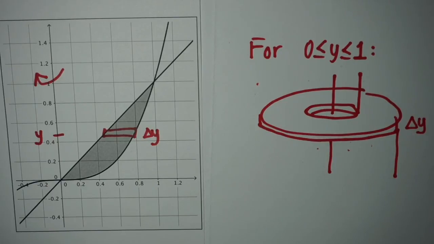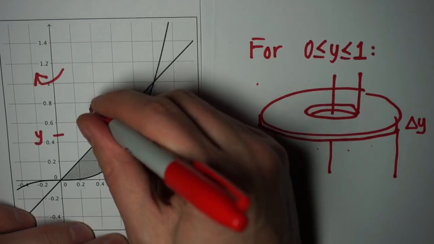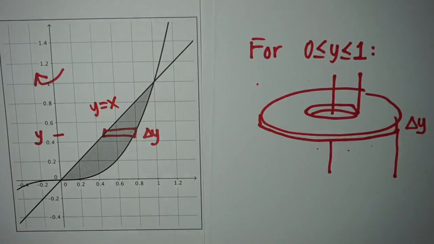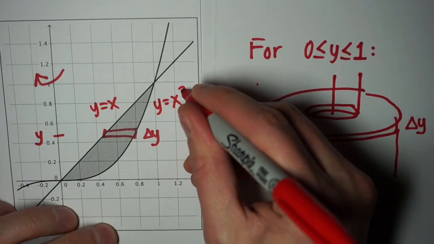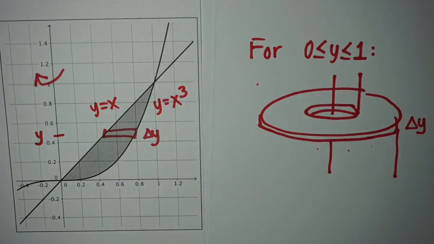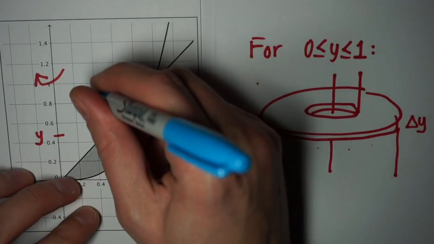In order to find out what these radii are in terms of y, because we're working with y values, I need to write down the actual equations of the functions. And I'm going to want them in terms of y. So the ones I'm given, y equals x and y equals x cubed, these are not good enough. These will allow me to find the height given x values. And what I want to find is the width, or the distance from the y-axis, given y values.